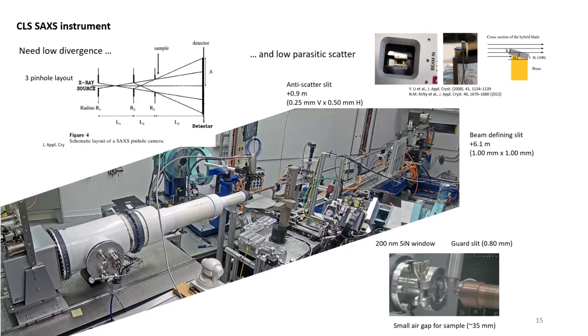You have a beam-defining slit up front, which sets your beam size. You have an anti-scatter slit, which cleans up the scatter from the first slit, and then you also have a guard slit right close to your sample. The whole point is to define the angles really, really well. You want a really parallel beam.